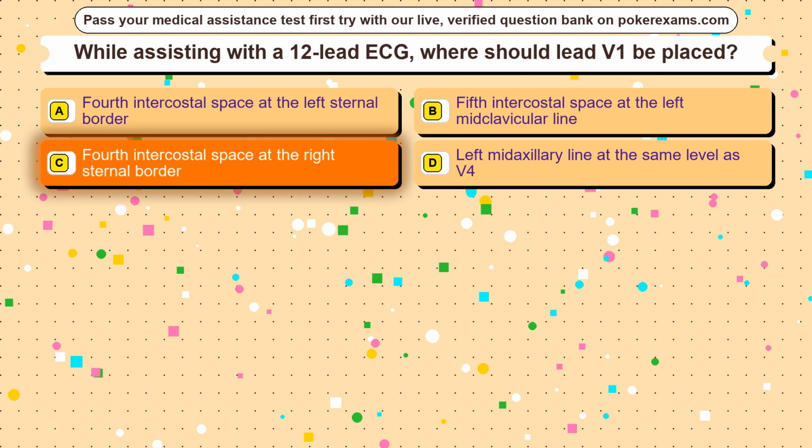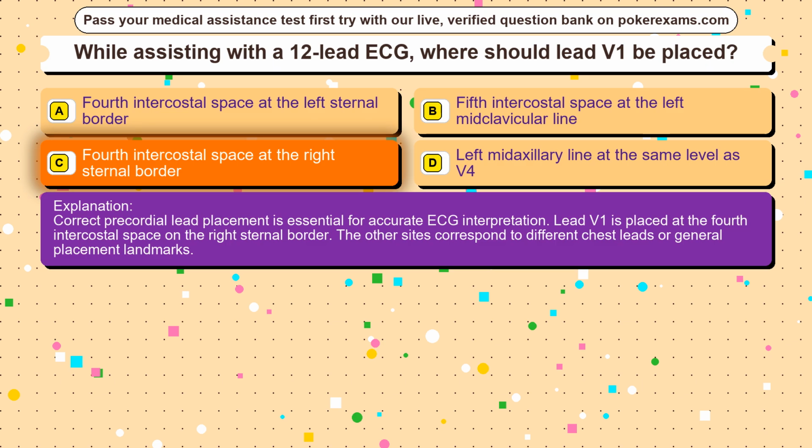The correct answer is option C, 4th intercostal space at the right sternal border. Correct precordial lead placement is essential for accurate ECG interpretation. Lead V1 is placed at the 4th intercostal space on the right sternal border. The other sites correspond to different chest leads or general placement landmarks.